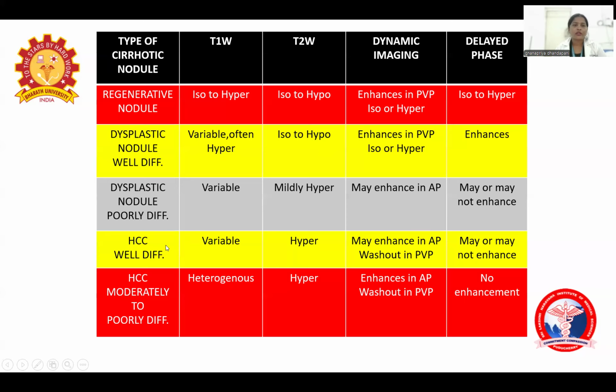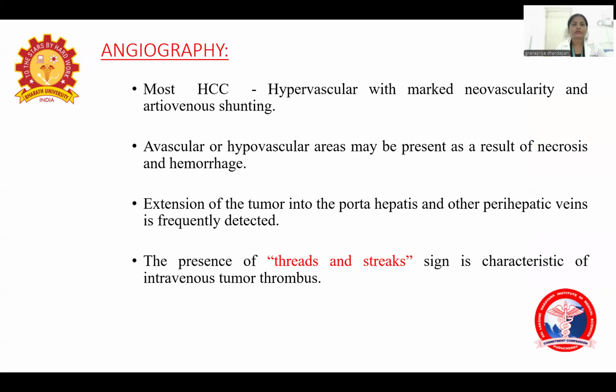Whereas a well-differentiated HCC has a variable T1 appearance and appears hyperintense in T2, and it enhances in the arterial phase and shows washout in the portal venous phase, but in the delayed phases it may or may not enhance. Whereas a poorly or moderately differentiated HCC shows heterogeneous appearance in T1, hyperintense in T2, and it enhances in the arterial phase, showing washout in the portal venous phase with no enhancement in the delayed phases. So with this, we can classify the types of nodules in the cirrhotic liver.